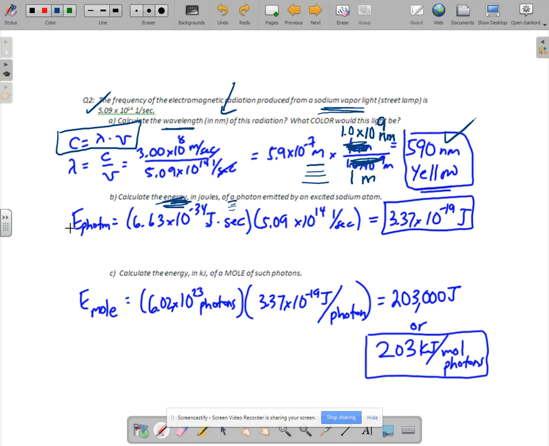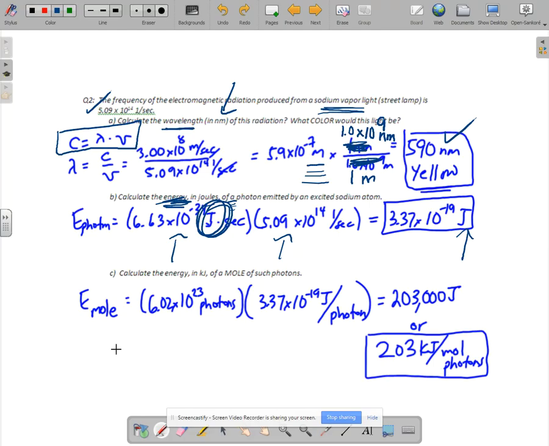Okay, so now we're going to solve for the energy of a photon. There's Planck's constant, and we multiply it by the frequency, and easy enough, we're done. So in one photon, there's 3.37 times 10 to the 19th joules. And as long as you're using Planck's constant, your answer will always be in joules.